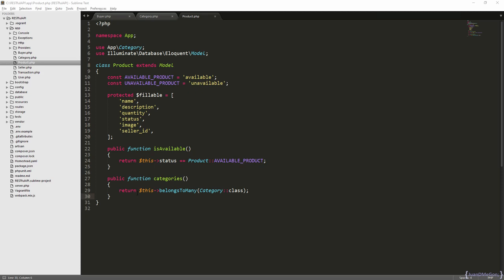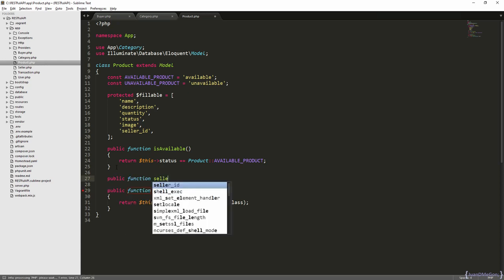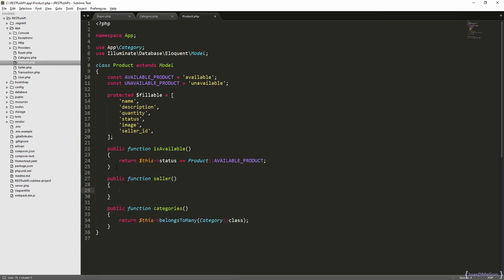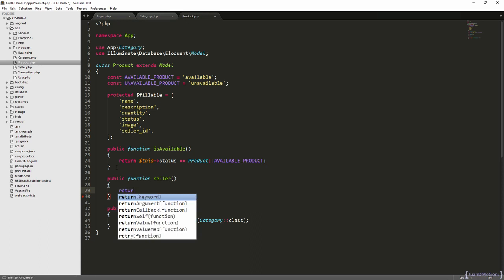How do you know who belongs to whom? Well, always the model that has the foreign key is the model that belongs to. So in the case of product, it has the foreign key to seller. It means that the product belongs to the seller. So let's implement this right now. The product only belongs to one seller, of course.